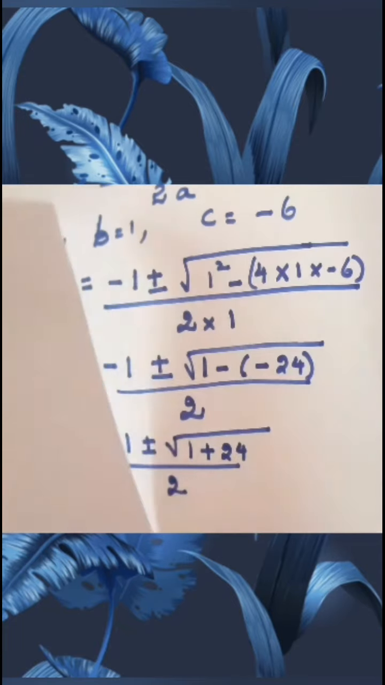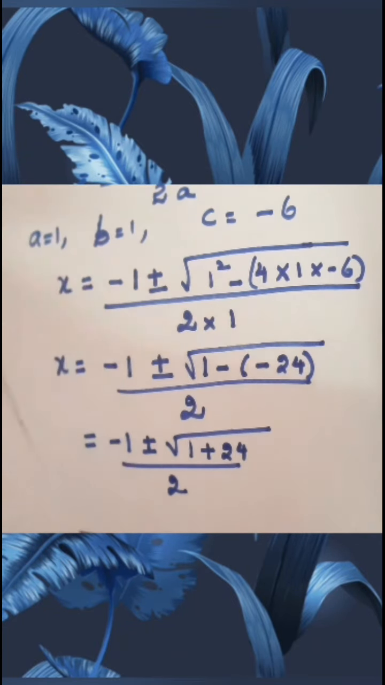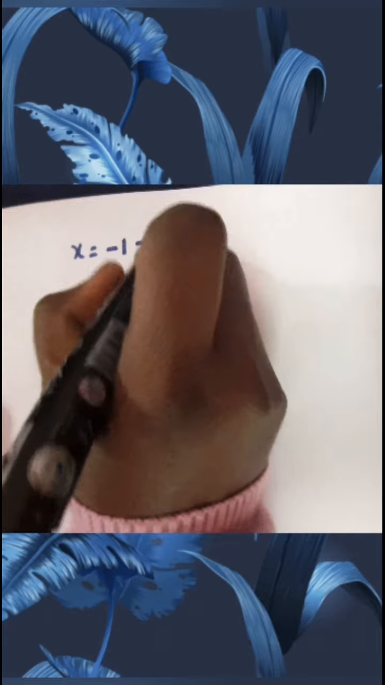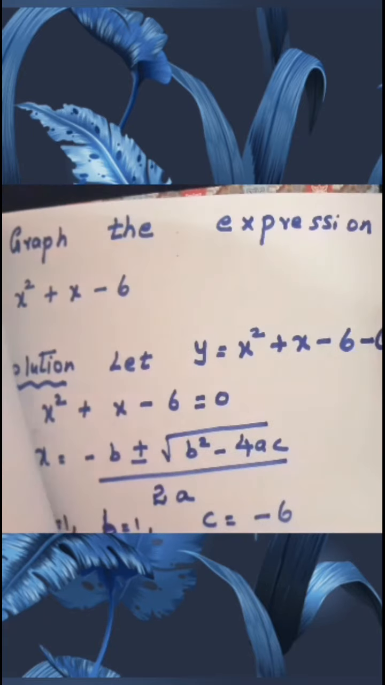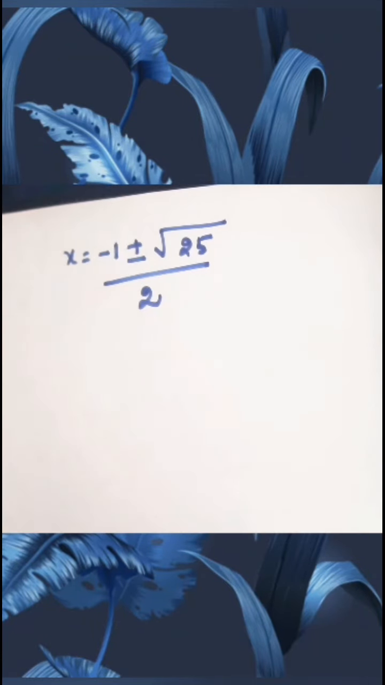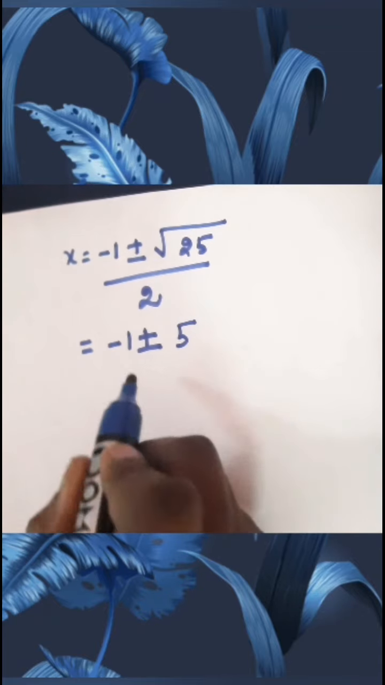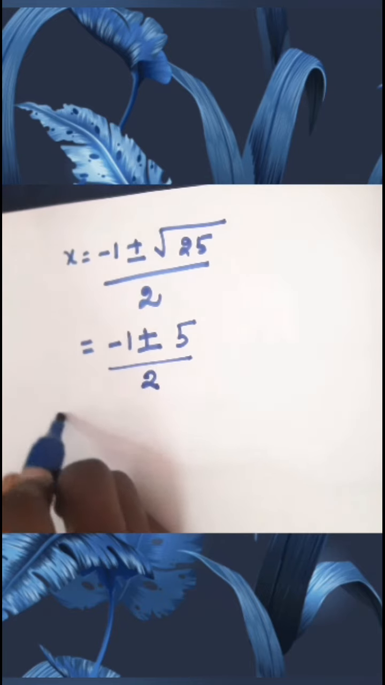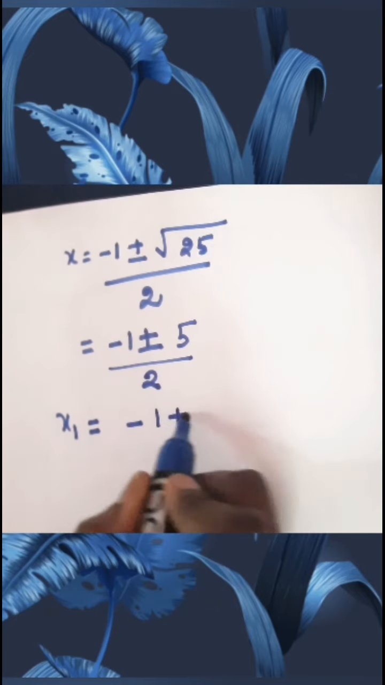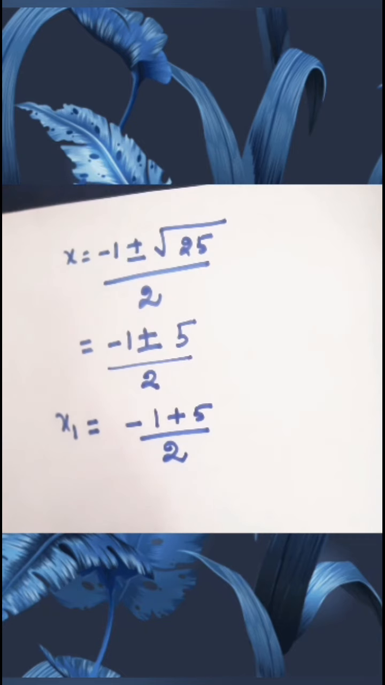Further, we are going to simplify. I hope by now you have got the answer. x is equal to minus 1 plus or minus square root of, so what we had, 1 plus 24, which is nothing but 25, divided by 2. Which is equal to minus 1 plus or minus root 25, which is a perfect square, 5, divided by 2. So you have two roots. x1 is equal to minus 1 plus 5 by 2 and x2 is minus 1 minus 5 by 2.